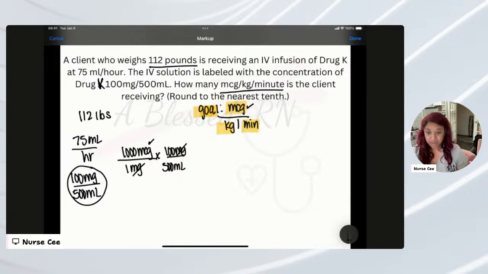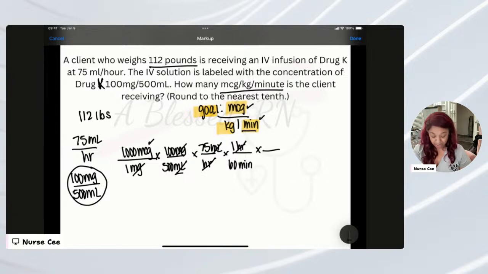Now we've got milliliter at the bottom, right? So I'm just going for what's at the bottom and seeing, is it in the goal? If it's not in the goal, it's got to be canceled out. So I need a puzzle piece to cancel it out. So I have my 75 milliliters per hour. So boom, that's gone now. All right, so now I have hours at the bottom. I need minutes. So I know that 1 hour is 60 minutes. Boom. Second goal is achieved, right? So now we got minutes at the bottom. I need kg. So we use this, we've used that. So now I need kgs at the bottom.